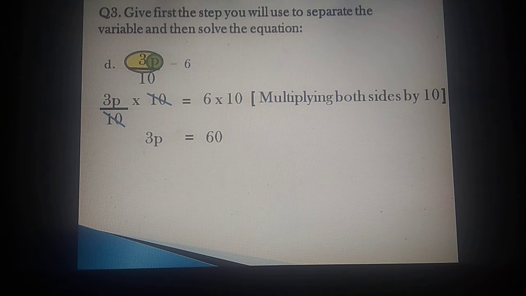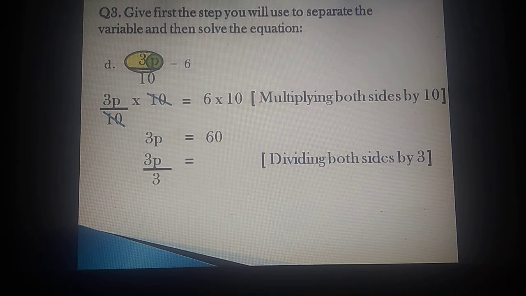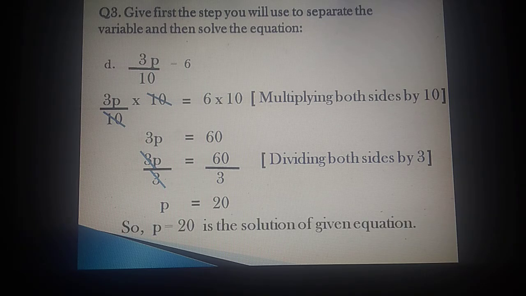Now in the outermost circle it's 3 into, so opposite will be divide by 3. Both sides, first LHS then RHS. Solve LHS. Both numerator and denominator have 3. Cancel it. Left p. Solve RHS. We will get 20. Now only the variable is left. This is your answer.